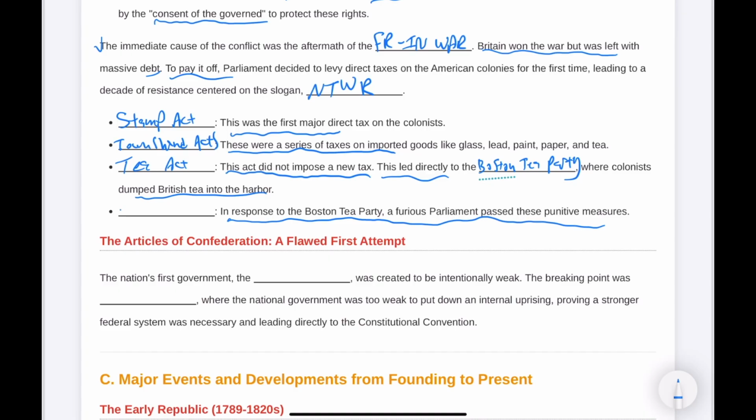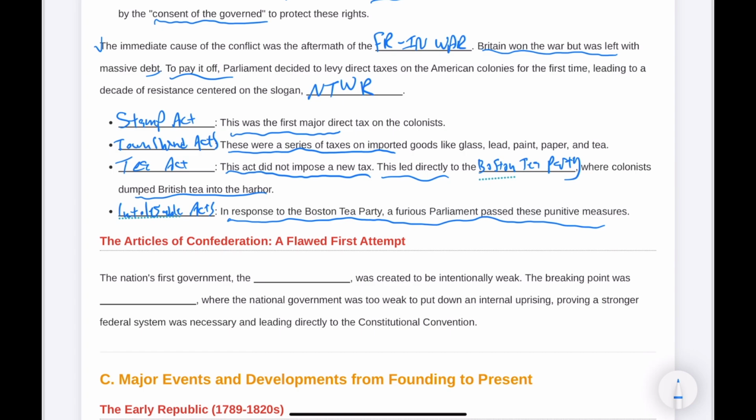Let's go ahead and write that in. Intolerable Acts. Okay. Excuse me for the handwriting, but if I can say it and try and write it as neat as I can, I think that will be okay.